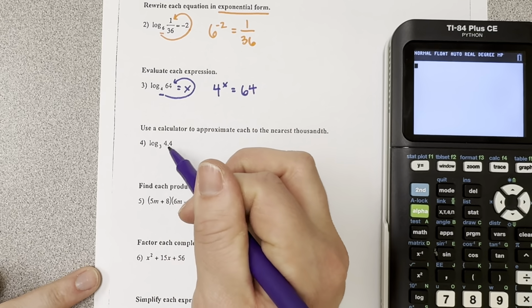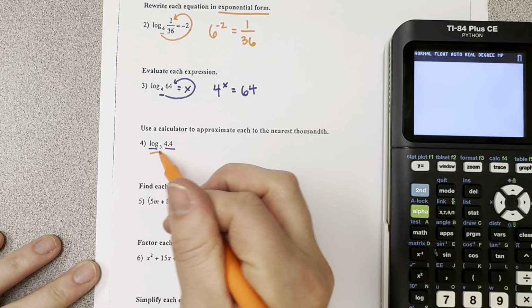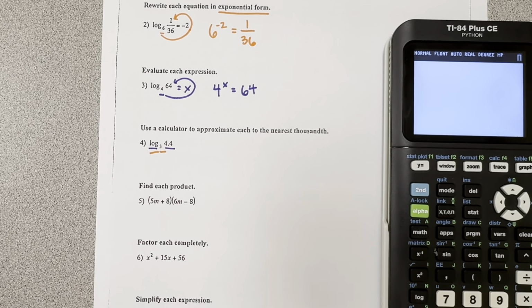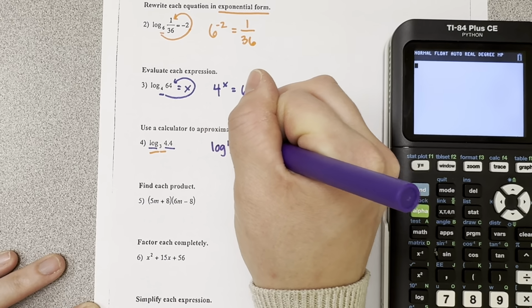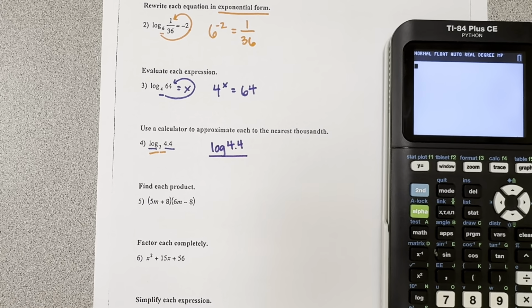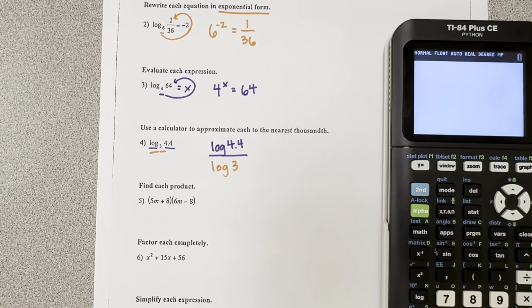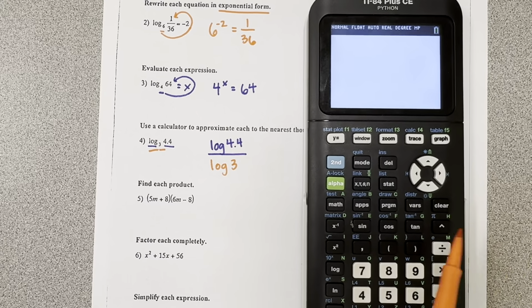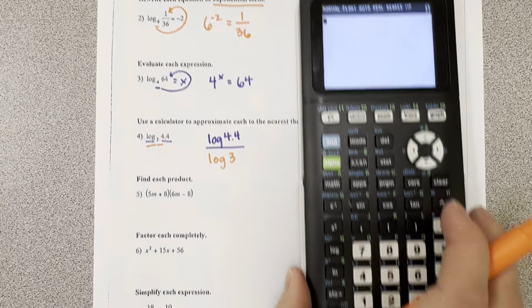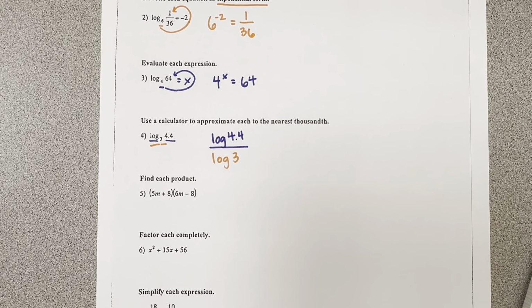Okay, but what this means is you're going to take log of the bigger number over log of the smaller number. So what it's going to look like and what you're going to type into your calculator: log of 4.4 divided by log of 3. Okay, and that's what you're going to type into your calculator. Remember, your log button is right there. Can't see where I just pointed to. It's right there. Okay, so that's all you need to type into your calculator to evaluate that guy.